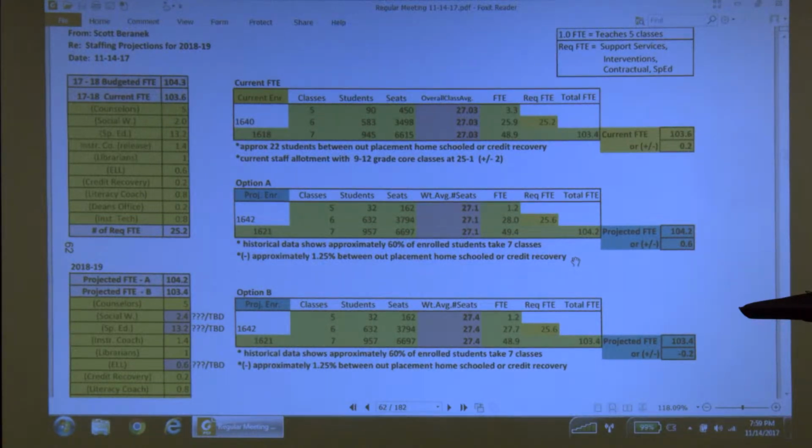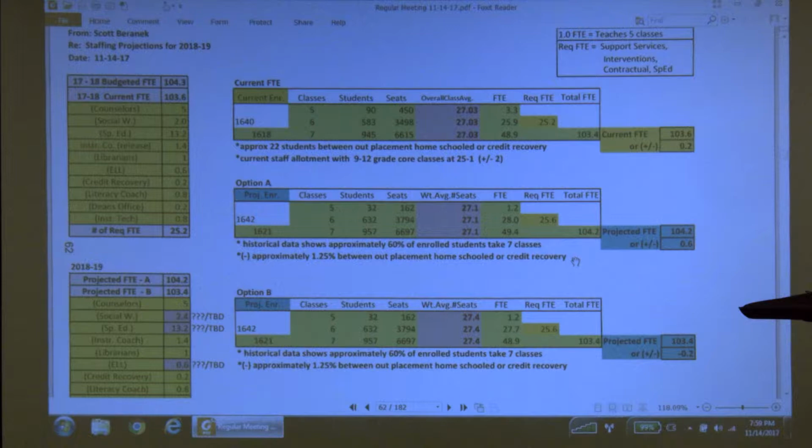So counselors, there's 5. Social workers, there's 2. Special ed, there's 13.2. Instructional coach release period. So we're paying that instructional coach as a full-time teacher, but remember, they get 1 extra release period. So we have 7 of them, so 0.2 times 7 comes out to be 1.4. So we basically hire an additional 1.4 staff to cover those release periods of the instructional coaches. Librarians, we have 1. ELL is a 0.6, so that's English as a second language. That fluctuates a little bit like special ed each year, but we've been consistent around 0.6.